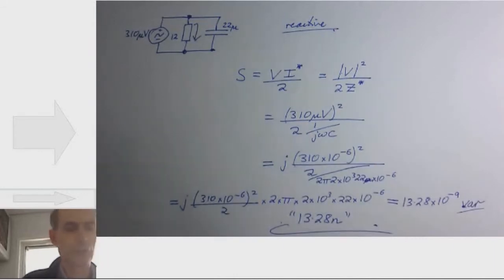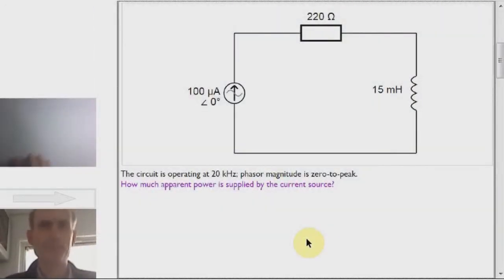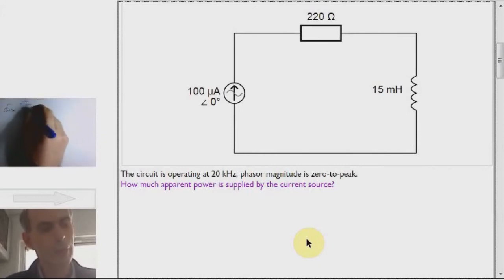Right, that's the first one. Let's try another one. This is the second one that we'll try. Here we've got a current, this time is defined, of 100 microamps, and that's flowing through a 220 ohm resistor and a 15 millihenry inductor. The frequency of the circuit is 20 kilohertz, and the question is asking for the apparent power.